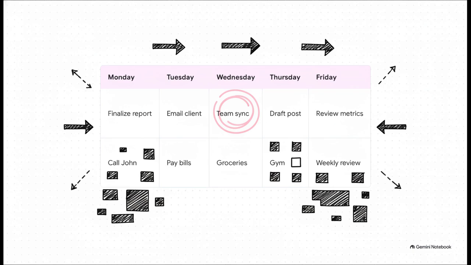Plus, this setup physically forces you to be realistic with your time. You literally cannot drag 50 tasks into Monday without the visual weight of that column screaming at you that it's impossible. It's a built-in reality check.